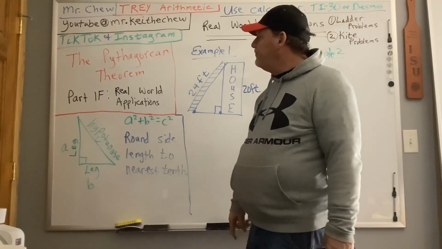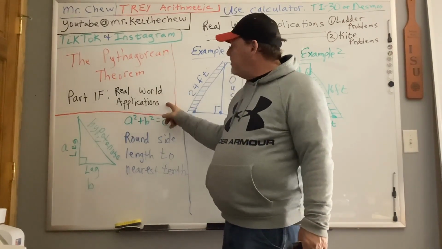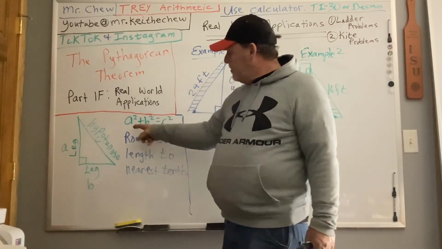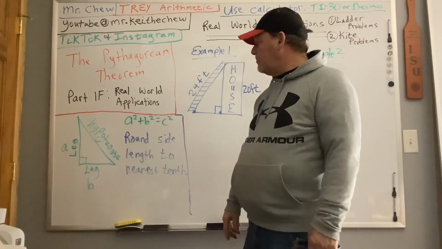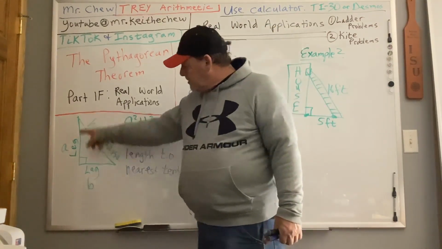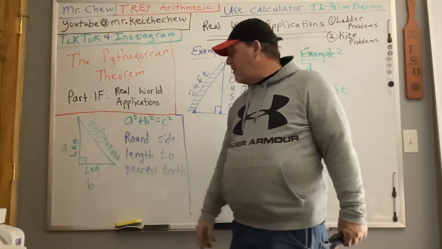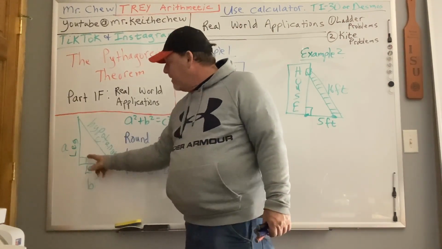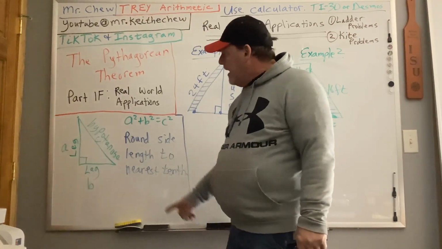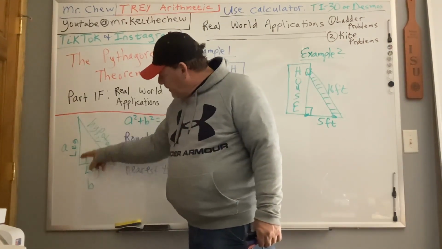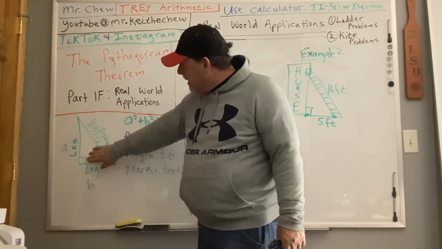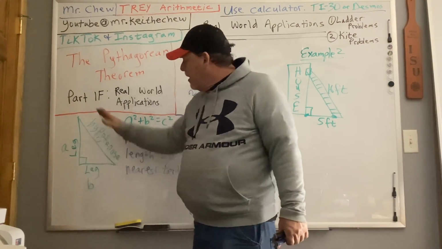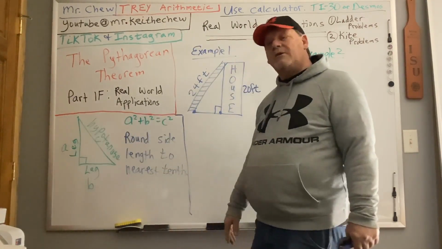We're doing real-world applications of the Pythagorean Theorem in this particular video. Remember, the Pythagorean Theorem is a squared plus b squared equals c squared. It is a right triangle you have to have for the Pythagorean Theorem. This leg is always going to be A and this leg B that forms the right triangle. In this application problem, leg A is the house and leg B is how far the ladder, which is the hypotenuse, is from the house.